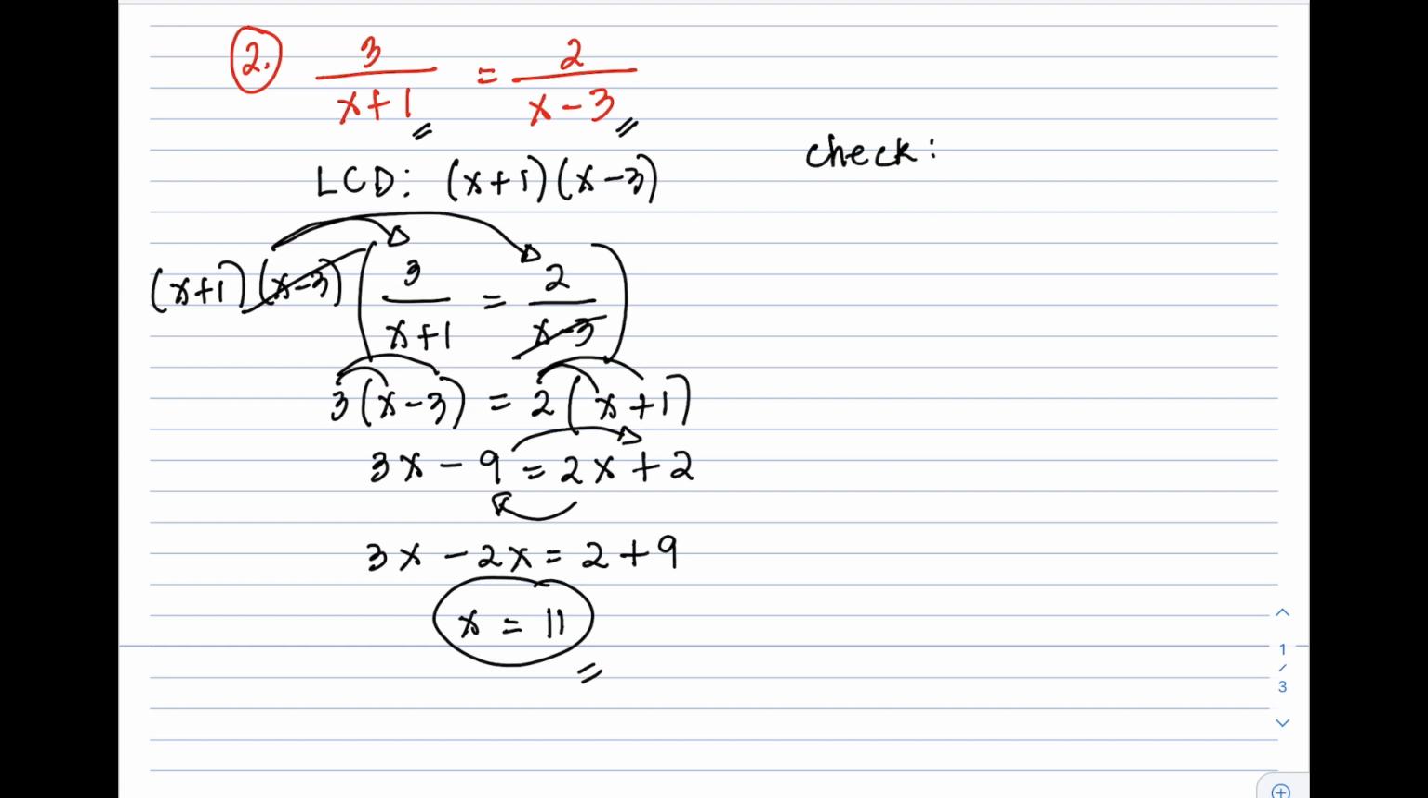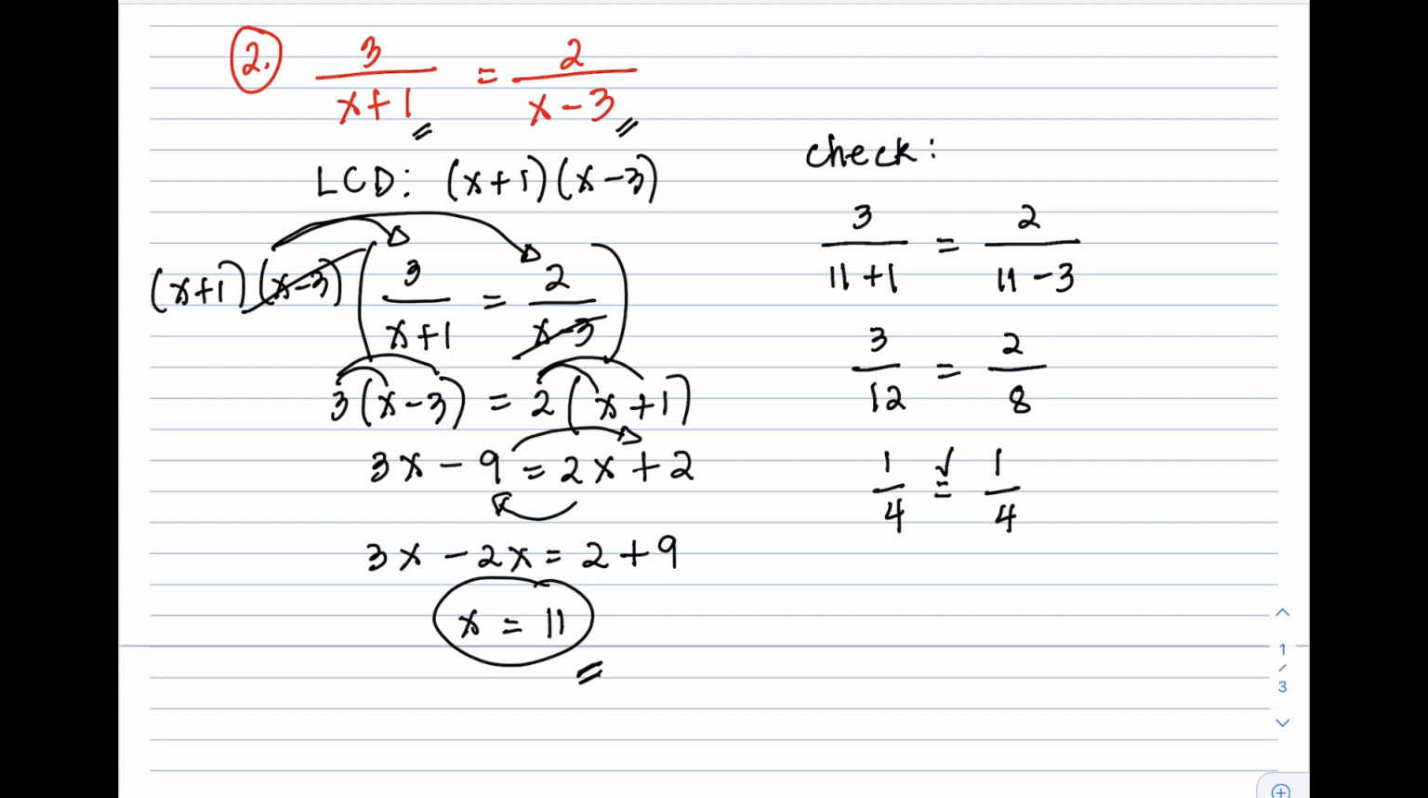rational equation. So, by substitution, we have 3 over 11 plus 1 equals 2 over x, which is 11 minus 3. So, we have 3 over 12 equals 2 over 8. Then, simplify natin. So, 3 over 12, that is equivalent to 1/4. Then, 2 over 8 is also equivalent to 1/4. So, therefore, 11 is the solution dun sa ating equation.